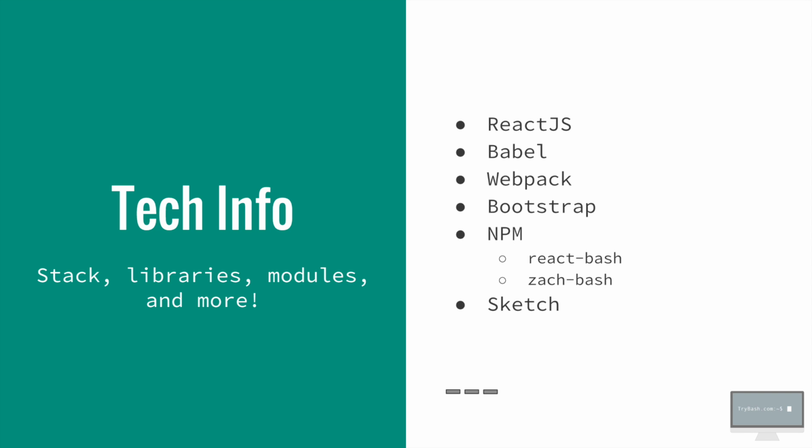I found a really cool module called React Bash developed by Zach Argyle to build my terminal component upon. However, there were some changes I wanted to make to it, so I forked his project and uploaded my revisions to NPM under the name Zach Bash. Finally, I used Sketch to develop my initial design proposals. I designed all the app logos and components from scratch using Sketch.